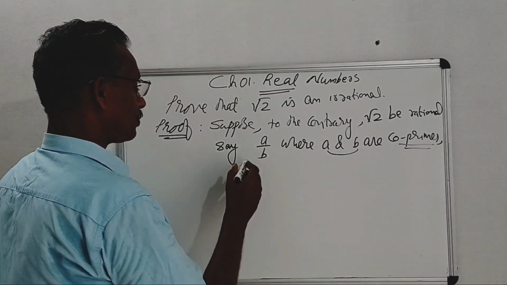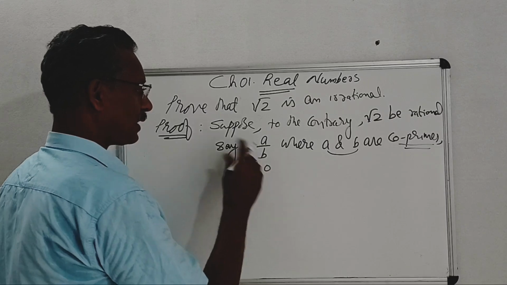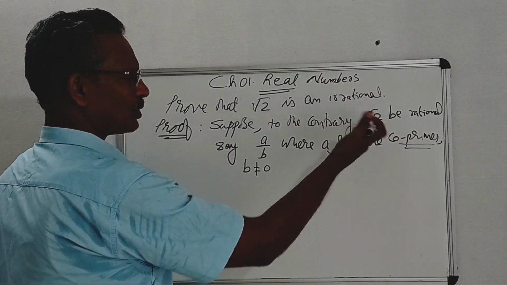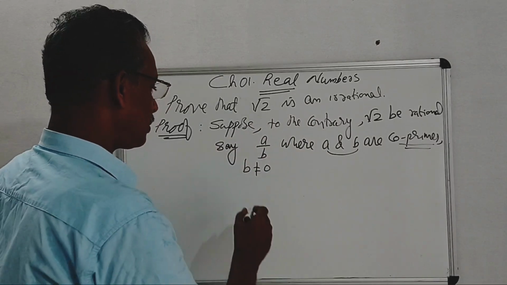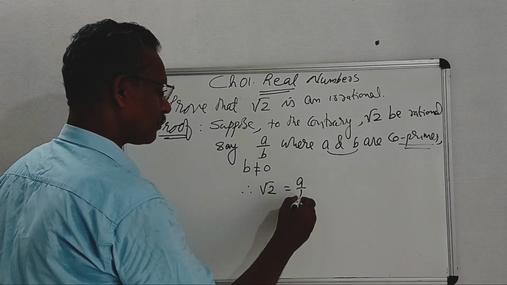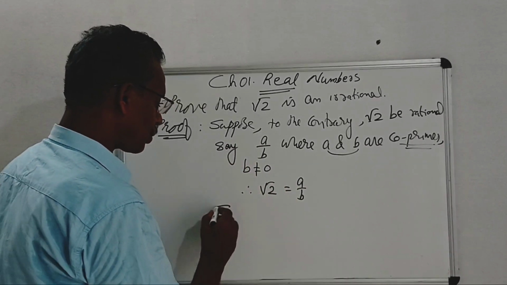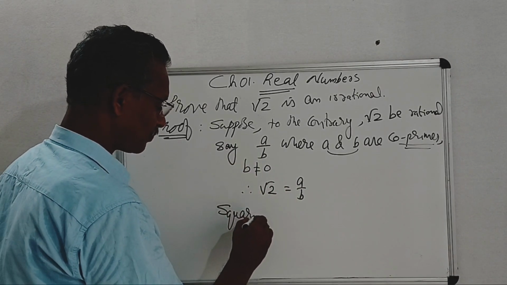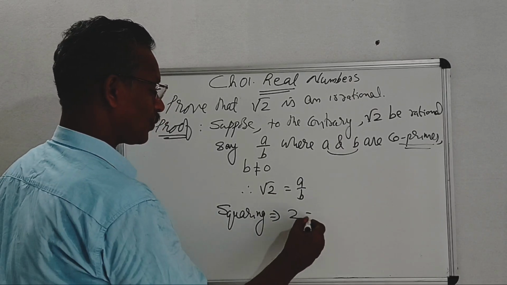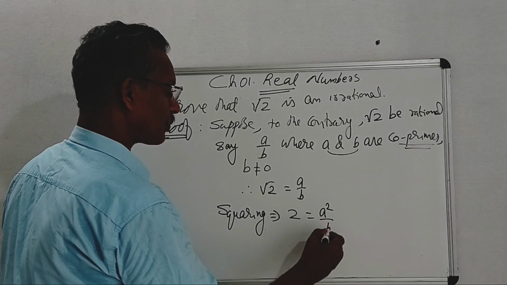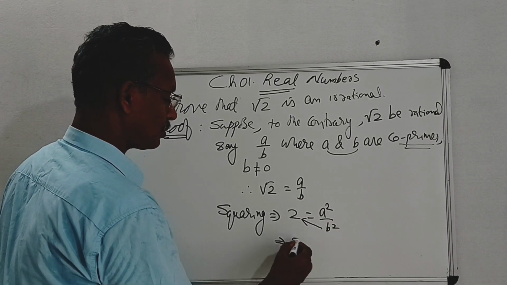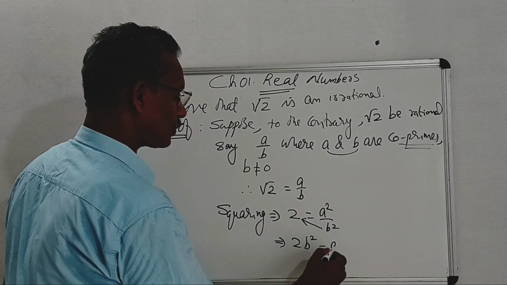Okay, so we have to write it, and everybody has to write it by heart. If it is root 3 also, we will write the same statement. Therefore, we can write root 2 is equal to a by b. And then square it. On squaring both sides, we will get root 2 square, which is 2, is equal to a square by b square. Then cross multiply this. You get 2b square is equal to a square.